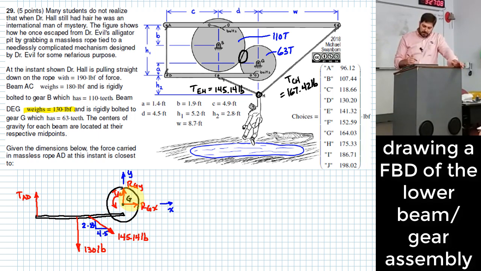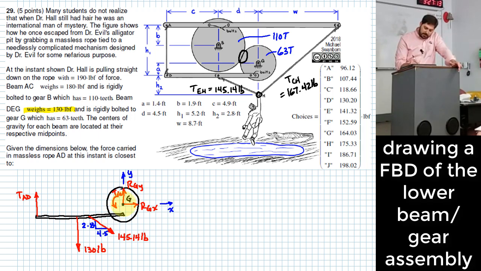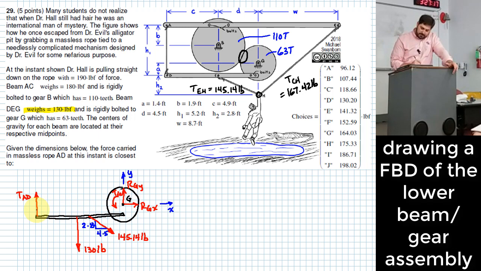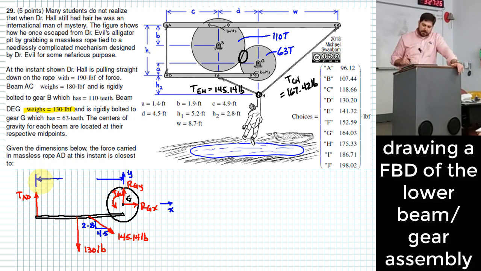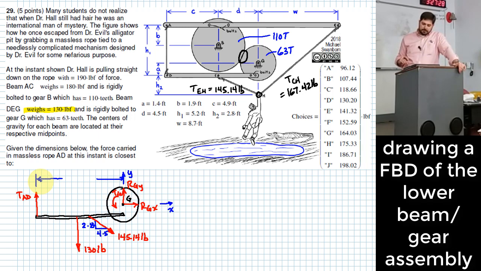Okay, so let me start putting those in here. One of the dimensions might be how far it is from G out to point D. Do you agree with that? So like this dimension right here. How far is that?